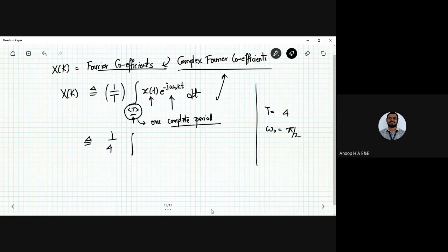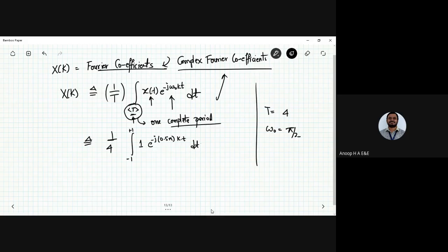1 by 4 integral. It would be from minus 2 to plus 2 there, right? But I can think in such a way that from minus 2 to minus 1 it is 0, and again from 1 to 2 it is 0. I can simply write it from minus 1 to plus 1. And the value of x of t is equal to 1, and e power minus j omega naught, that is 0.5 pi, into k into t, dt. Can I write it like this? So that's how I can write this representation.